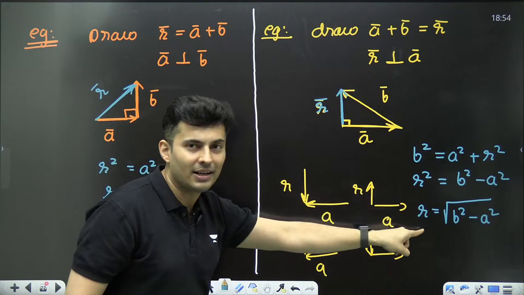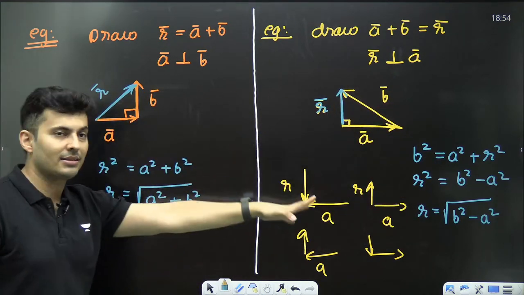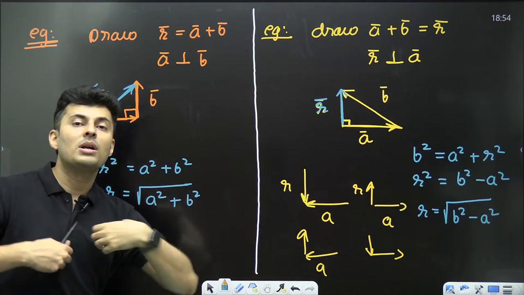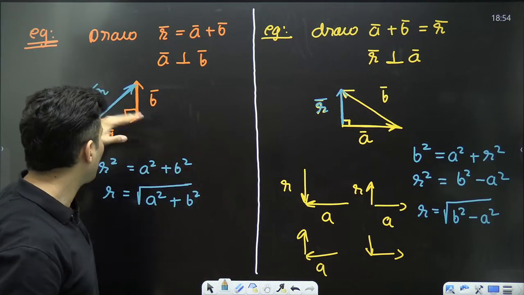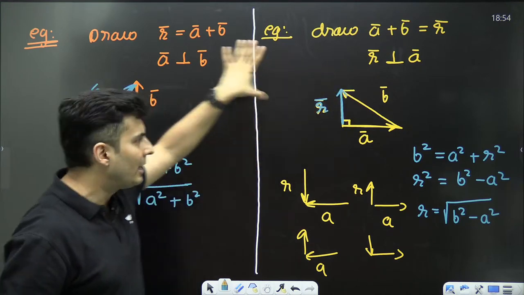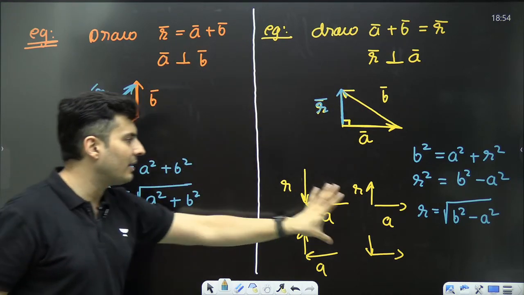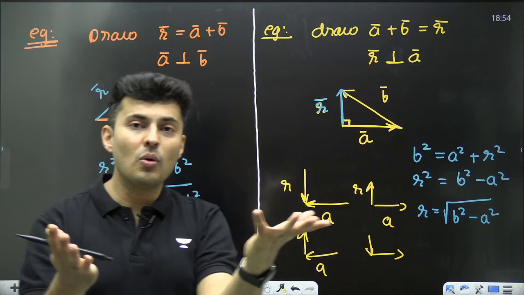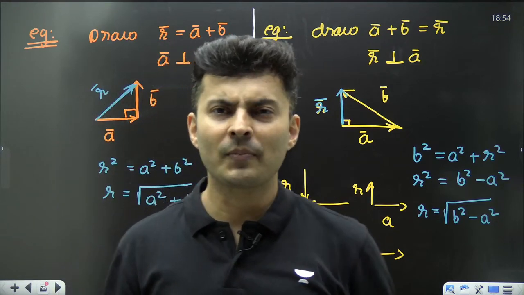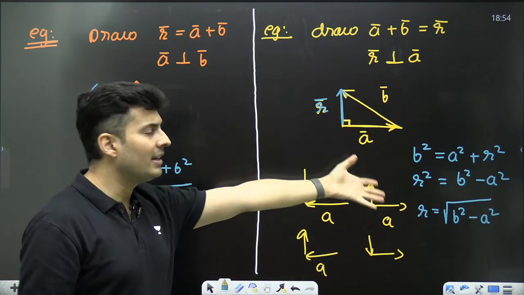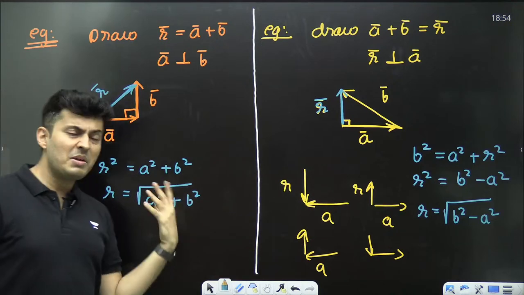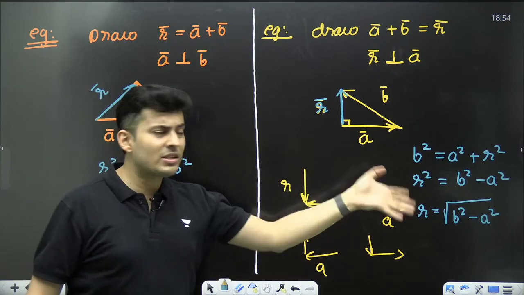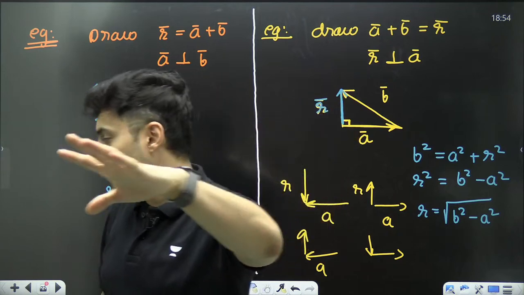I know this was not asked. I am telling you the difference. I am just finding the value, just extra. The problem ended here and here. That was the only problem. But this part and this part, I just did it to show you what is different in this question. Remember, the resultant can be anything. It could be B plus A, B minus A, root of A square plus B square, root of B square minus A square. It could be so many different things.